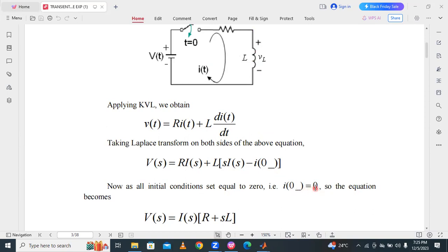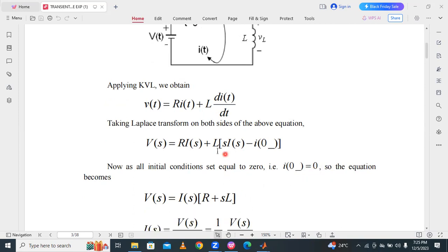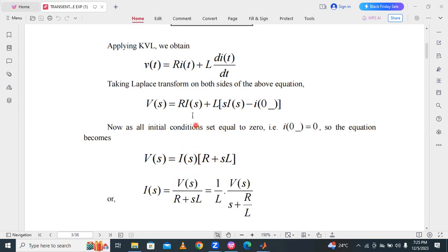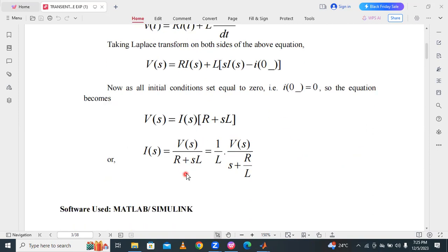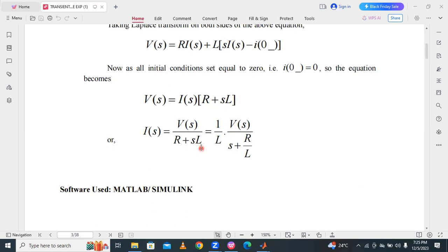If initial conditions are equal to 0, then the equation becomes V of S is equal to I of S, taking it common, into R plus SL. Then I of S is equal to V of S by R plus SL. Taking L common, V of S by L into S plus R by L. So this is the theory regarding series RL and RC circuits.